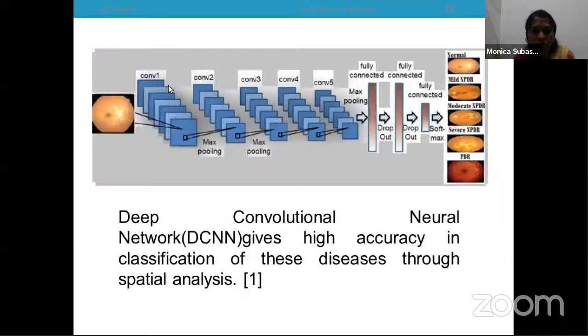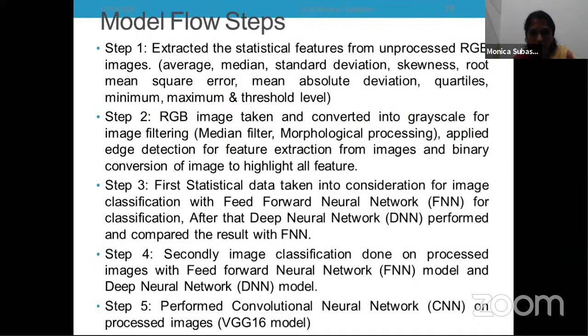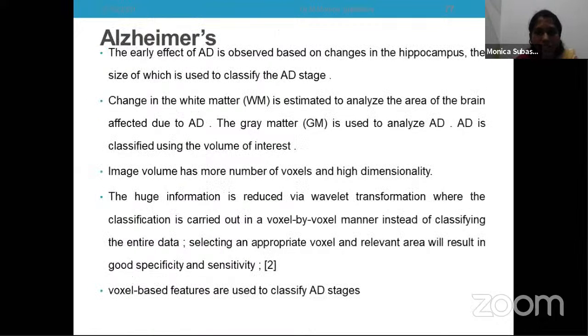When I found out the methodology, they applied a CNN, a deep convolutional neural network. More layers were included, and lastly, you can see a fully connected layer. Usually in a deep learning network, this is the last layer which will perform the classification. Labeling will happen here in the last layer. I've given the model flow steps here. Since we are running out of time, I just wanted to complete. Later I can share this PPT for your reference and information.